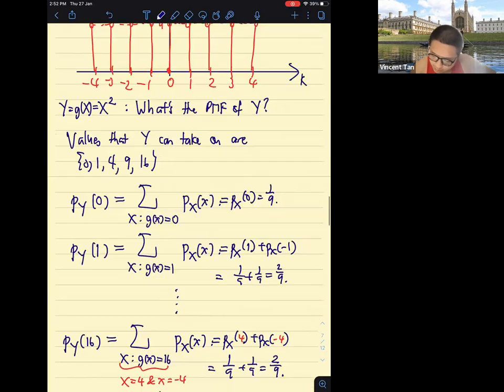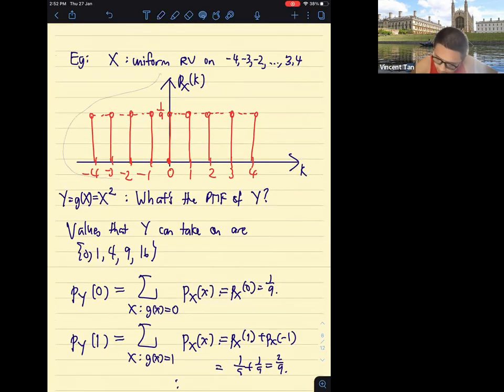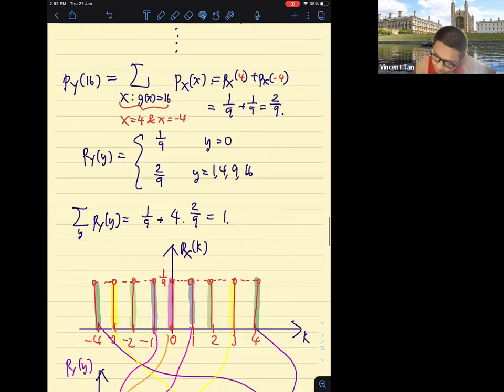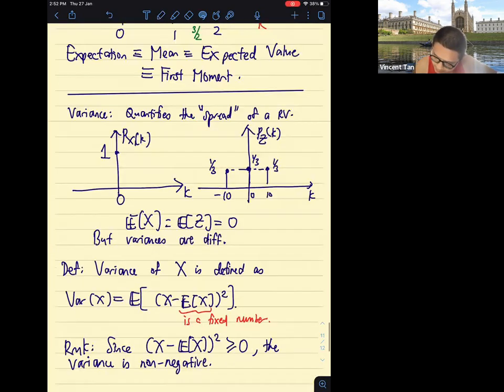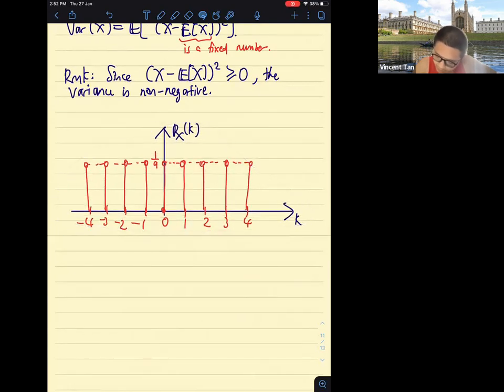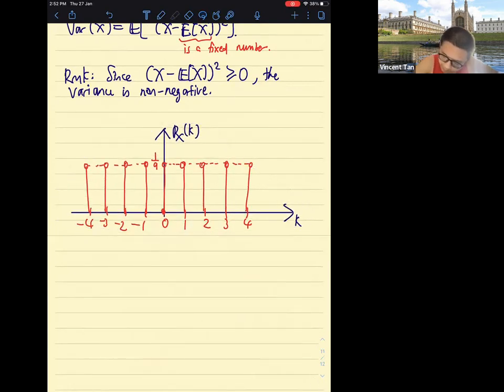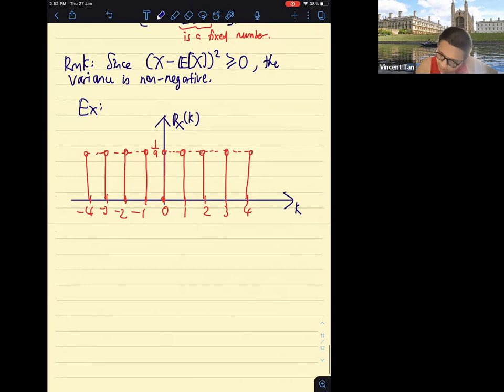So now let's consider this particular example where we have a uniform random variable on -4 to 4. Let's compute its variance. Okay, this is an example. We saw this example just now. This is 1/9 throughout. Now, it is clear from symmetry that the expectation of x is equal to zero. Go and figure this out. Okay, exercise.